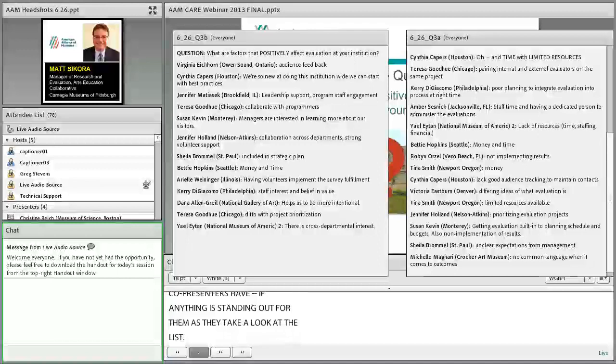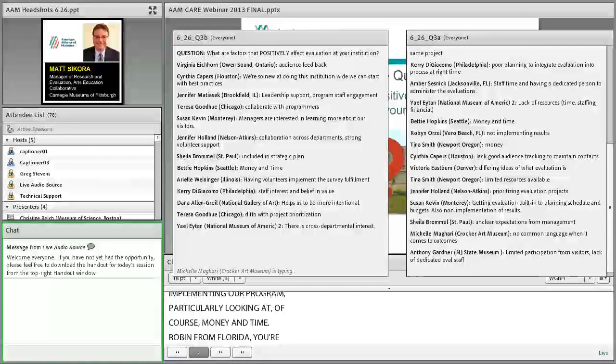This is Martha from the Eiteljorg, and definitely these things are ringing true here with some of the things that we've faced in the last few years as we've been implementing our program, particularly looking at, of course, money and time. Robin from Florida, you're talking about not implementing results, and I mentioned a little bit about that later on in my talk.